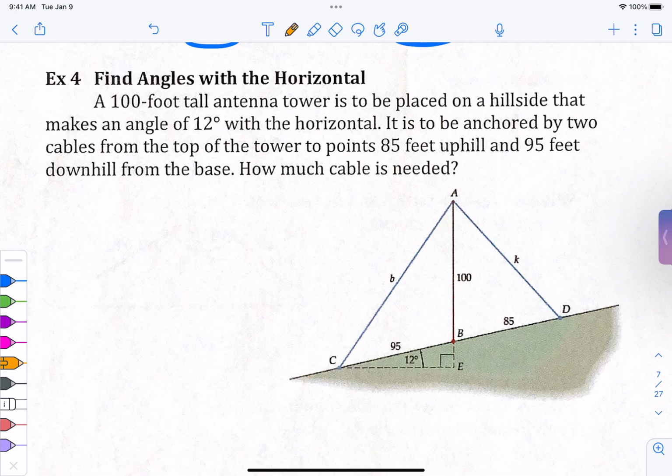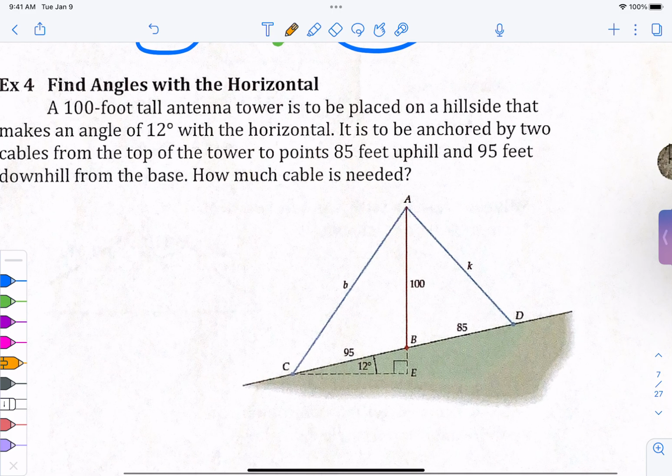They do give us a diagram, but I have no idea what the approach is on this one. We're going to see together what we can do. They say a 100-foot tall antenna tower, that's this, 100 feet, is placed on a hillside that makes a 12-degree angle of elevation. So this is 12 degrees. This little bottom sliver makes a right triangle, so I'm wondering if we use SOHCAHTOA at some point, because that's a right angle. Maybe we use it with this little triangle to solve for something. I'm not sure.